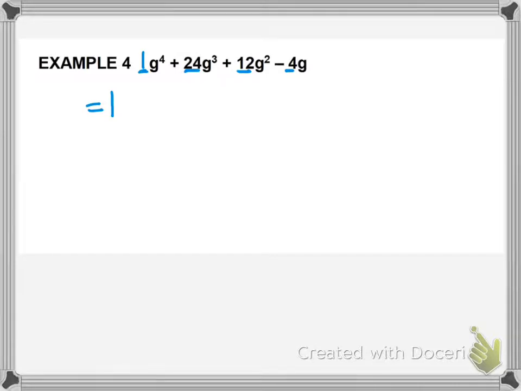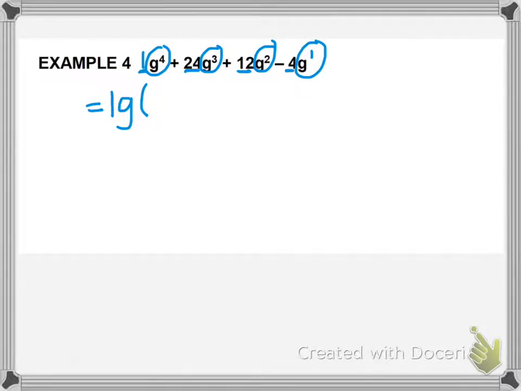Alright, so now let's look at the variable part. We've got g to the 4th power, g to the 3rd power, g to the 2nd power, and then g to the 1st power. We want to ask ourselves, what is the most g's that all 4 terms have? The most g's that they all have is just 1. So now we're going to put what's left in parentheses.